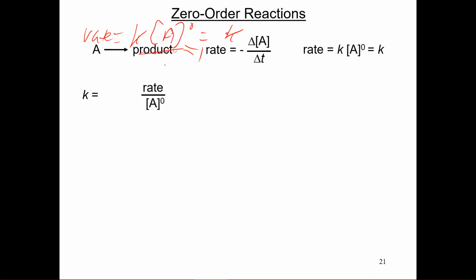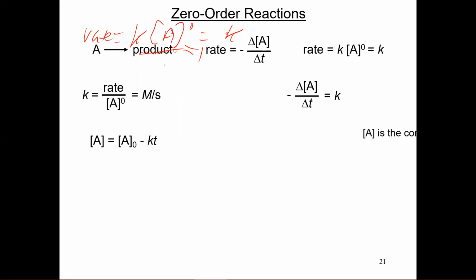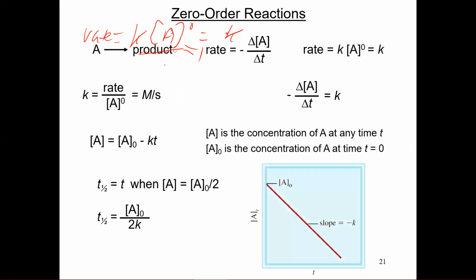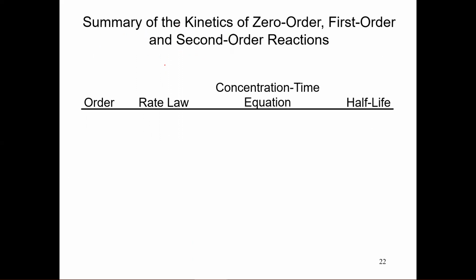And you notice that the rate is just equal to the k constant associated with that, and the units in that case would be moles per second. If you look at the relationship between both of them, [A] is the concentration of A at any time t. You plug the values in and rearrange it: t 1/2 is equal to t when [A] equals [A]0 divided by 2. You plug the values in there, and that's what the curve will look like.